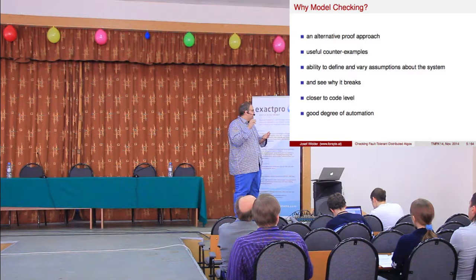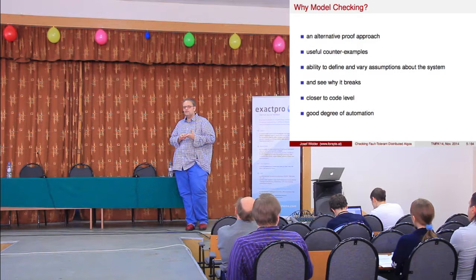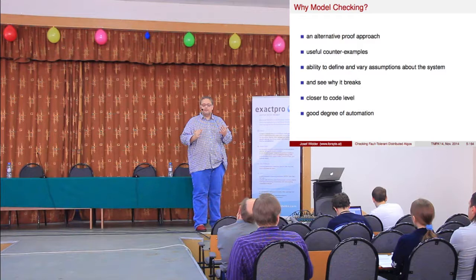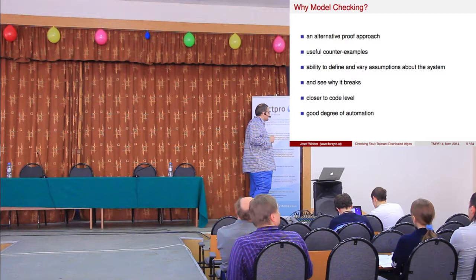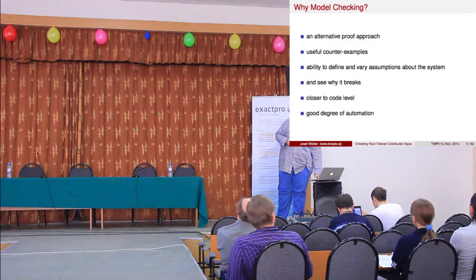We can define and vary assumptions about the system. For example, we have talked about the resilience conditions, like n is greater than 3t, n is greater than 5t. In our methods, we can vary them. Okay, we can change them slightly. We can say n is greater or equal than 3t, and we can see, oh, if we do that, this property breaks. Okay. And it has a good degree of automation. Model checking is awesome.